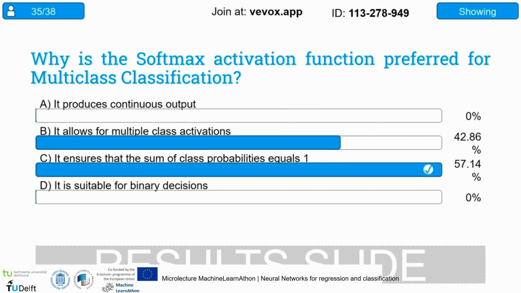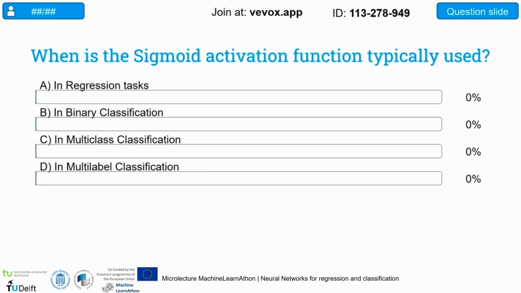Okay, we see a big split here, and maybe the creators of the quiz want to comment on this, but I think B also has a strong advantage for multi-class problems, right? But indeed, one of the important properties here is again that the output is bounded between 0 and 1, so you don't get continuous output of very high values. And then when is the sigmoid activation function typically used?